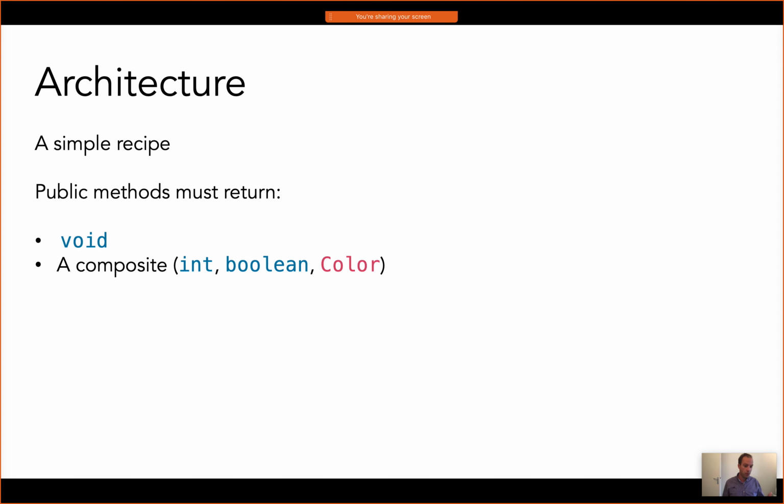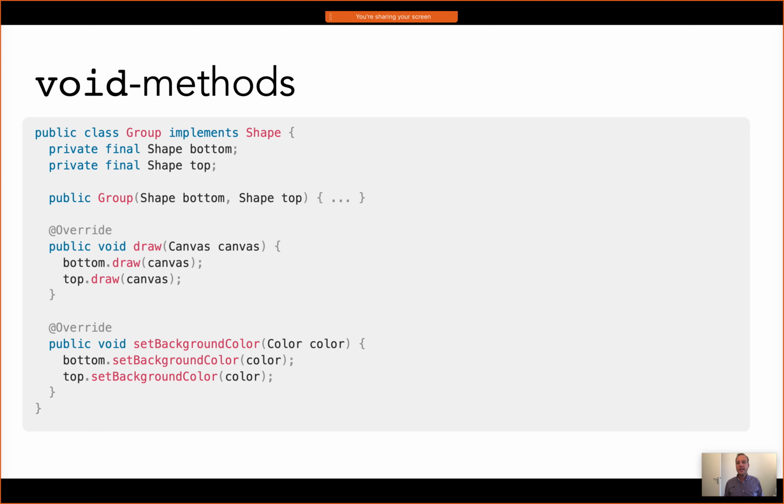And the recipe is simple, like everything, I think, in the composite pattern. It says that an object is composable if all public methods return either void or a composite themselves. And the void ones we'll discuss first. We've already seen this in the group example, right? Because the two methods on the shape return void. And it's really easy to compose those. We just pass through the call to all the individual components. So really easy.